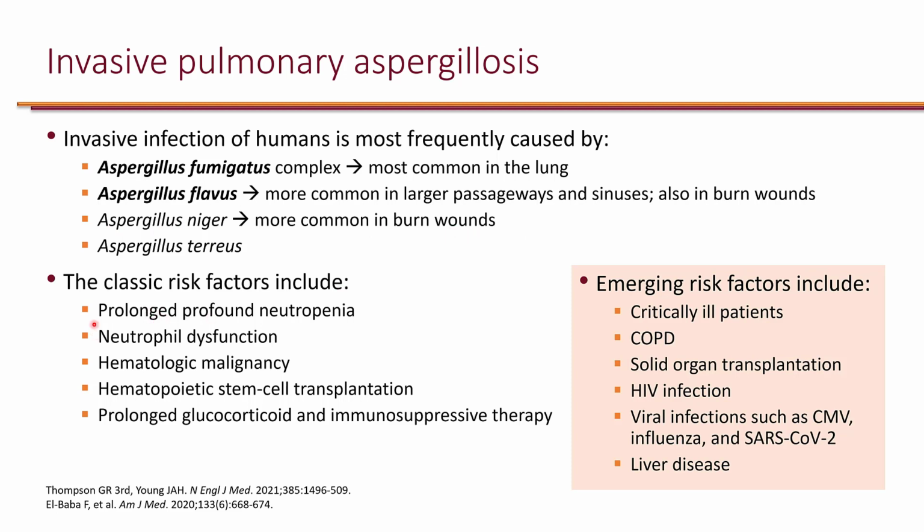Now, classic risk factors for aspergillosis include prolonged, profound neutropenia, so essentially absolute neutrophil count under 100, neutrophil dysfunction, hematologic malignancy, and hematopoietic stem cell transplantation, as well as prolonged glucocorticoid and immunosuppression therapy. And then these are classic, but emerging risk factors include critically ill patients, so anyone in the ICU, COPD, solid organ transplantation, HIV infection, and viral co-infections such as CMV, influenza, and most recently SARS-CoV-2, and of course liver disease.